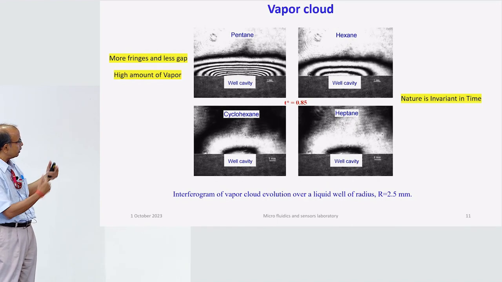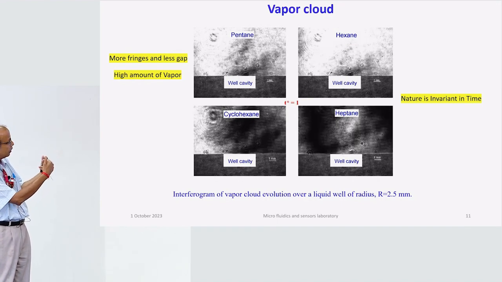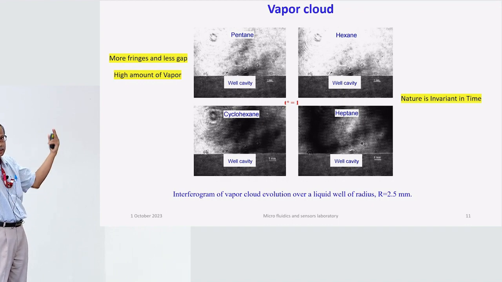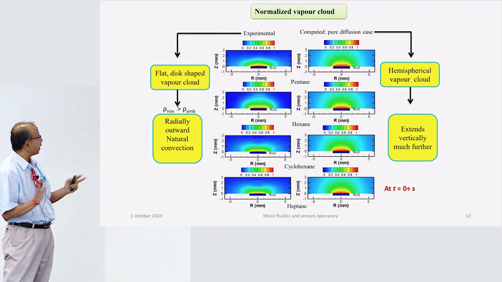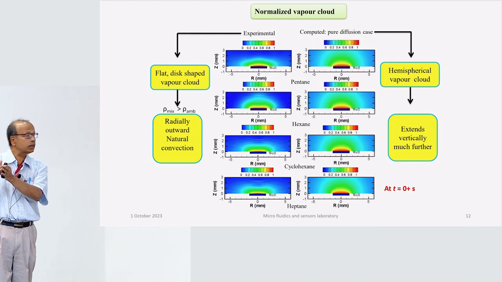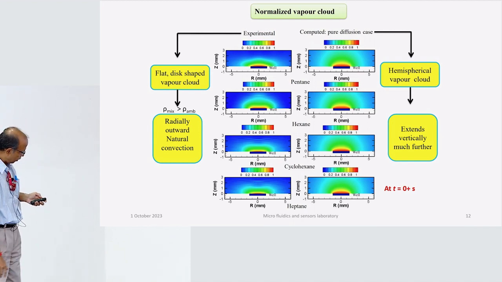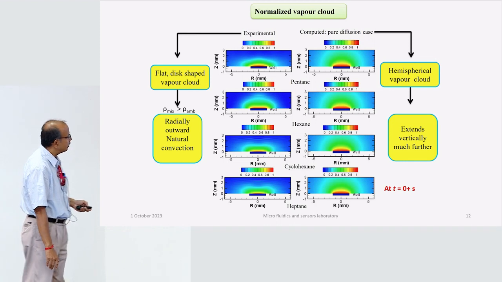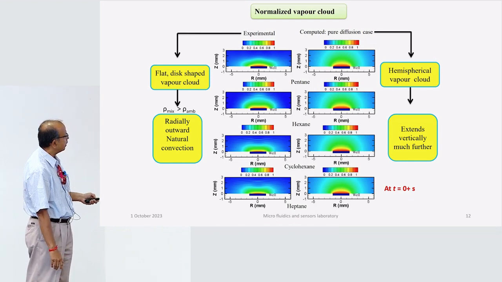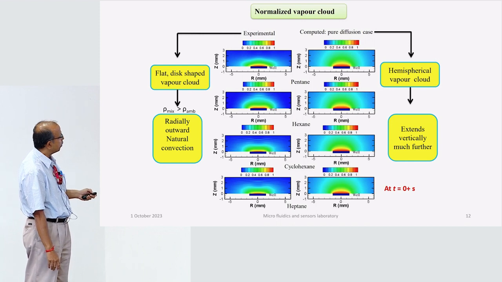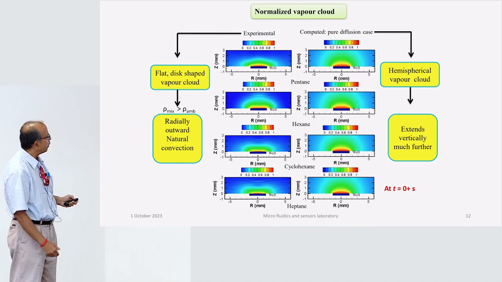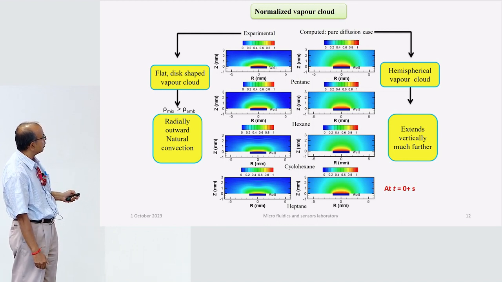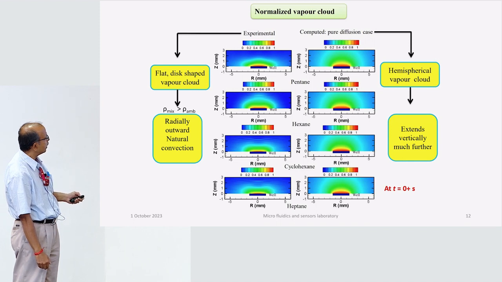The nature of that one is almost similar, and finally the fringes disappear as your evaporation is complete now. So now you have the data, and then we have the simulation from the diffusion limited modeling, which you see on the right hand side, and the left hand side is the experimental data for different fluids. Now look at the vapor cloud here. This is the vapor cloud for pentane, and this is what we get from simulation.